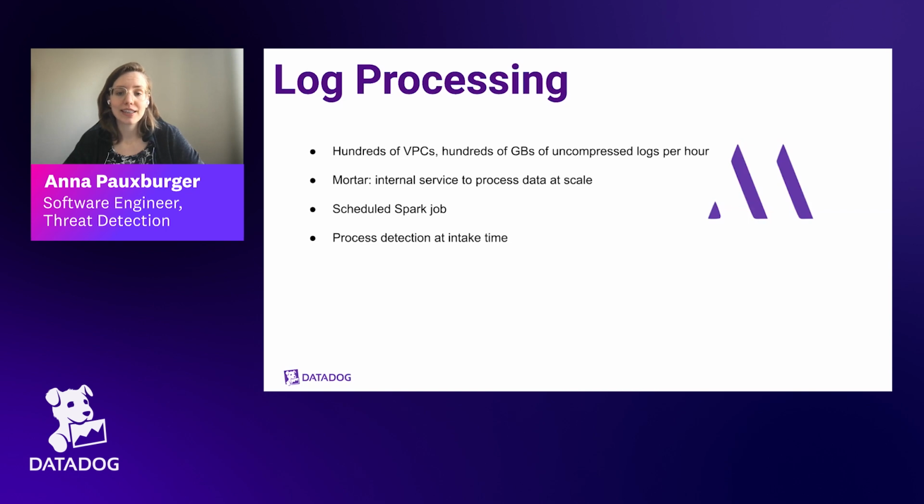I will go into the architecture in more detail later, but at a high level, we have a scheduled Spark job processing the data and running the detection. Processing the detection at intake time has the huge advantage of reducing latency and detecting a compromise as soon as possible. AWS itself has an SLA of around 10 minutes on VPC Flow Logs. So that part we can't control in the latency, but we can control how quickly we can run a detection once we have access to these logs.